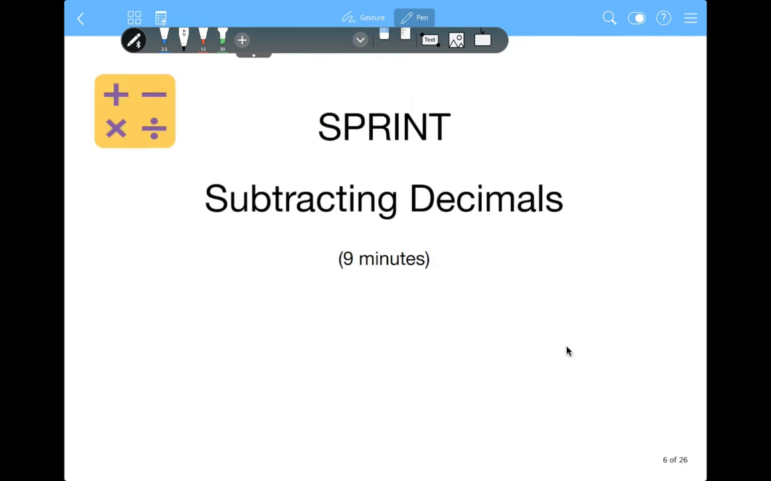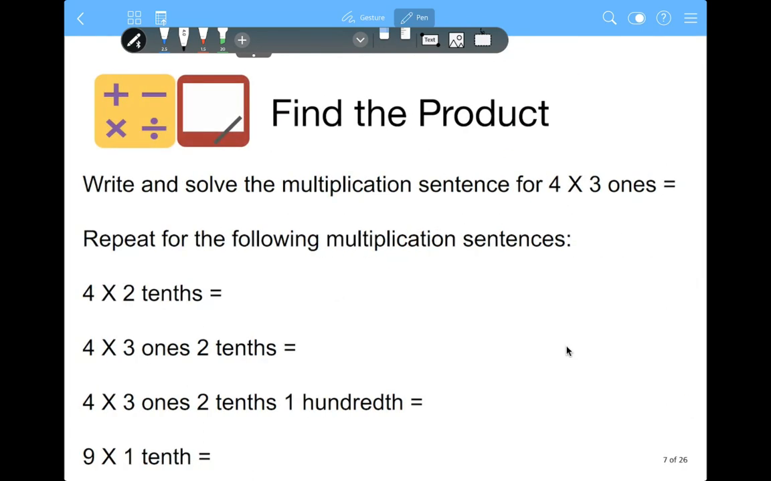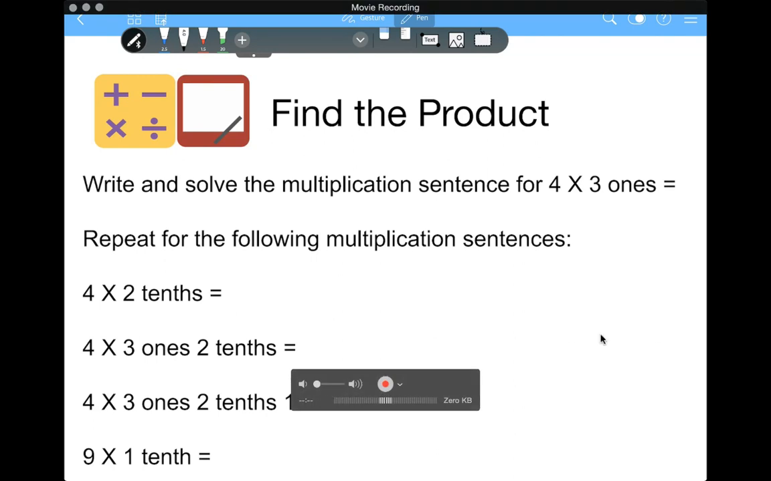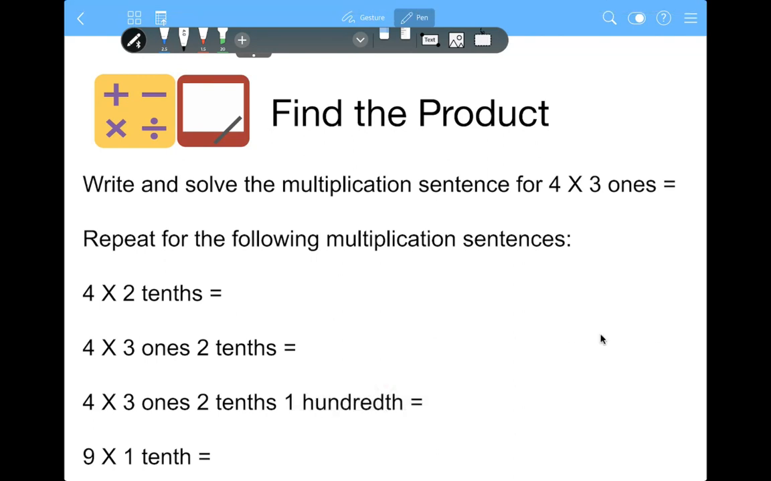So we've already covered the sprint, so we're going to go on to find the product and do a little multiplication review. So this first one, go ahead and pause and do these three problems, and then we will come back and check them together. Just go ahead and pause for like 1 minute and do the problems and then unpause.